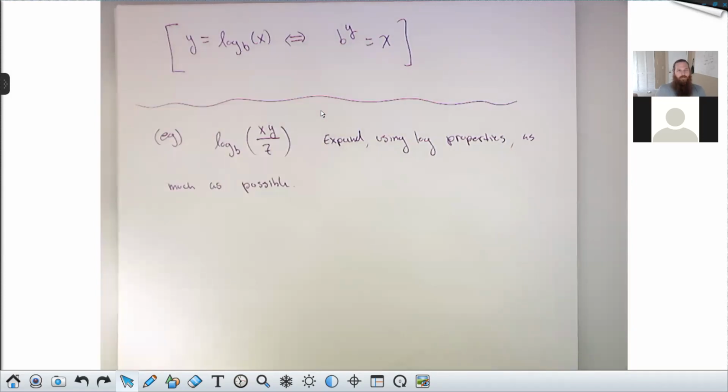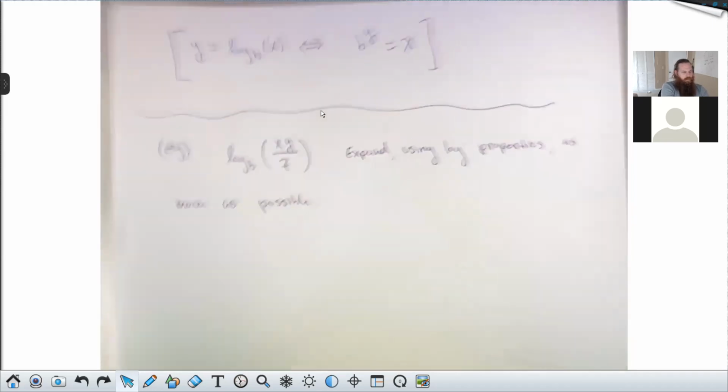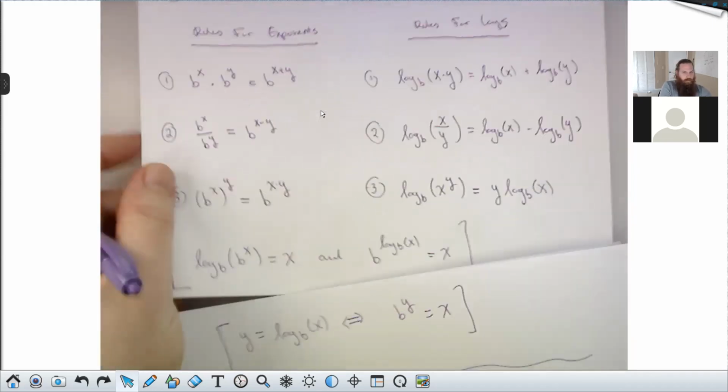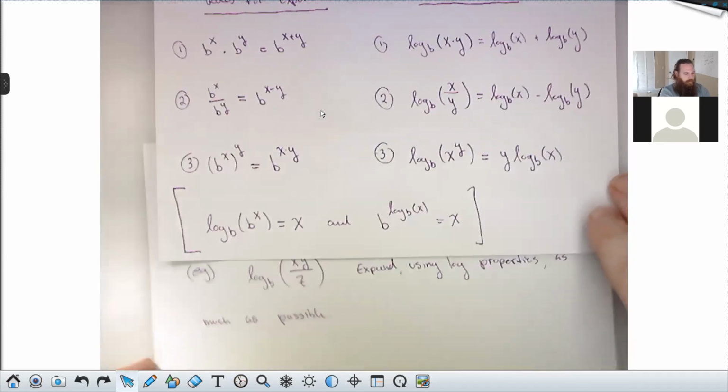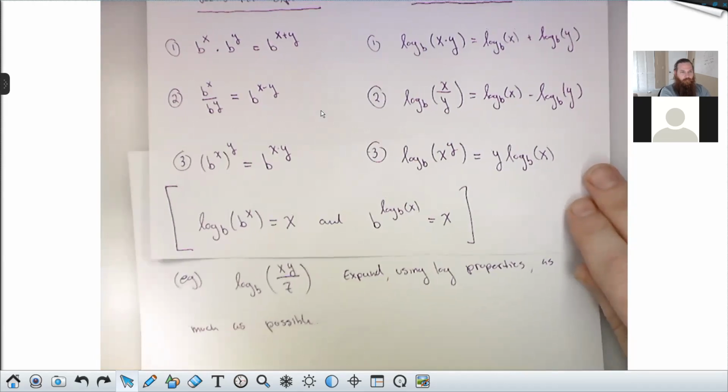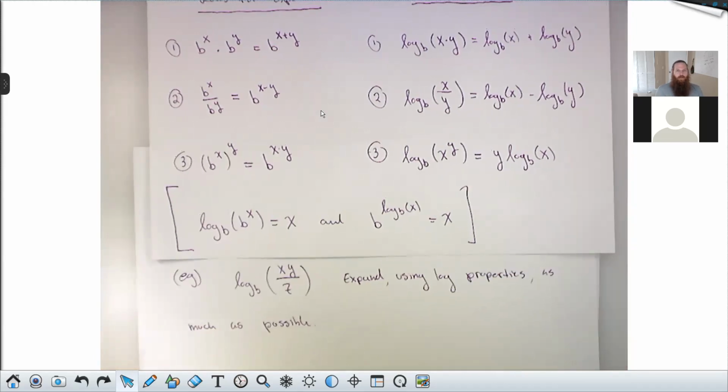So I'd like you to compare this to those rules and tell me, does anybody see a rule that we could apply to this expression? Yeah, this second rule, right? Certainly inside this logarithm, I have some division going on. And I know that division inside the log is the same as subtraction outside the log. Yeah, and then Leanne correctly identified there's also some multiplication going on inside my log.